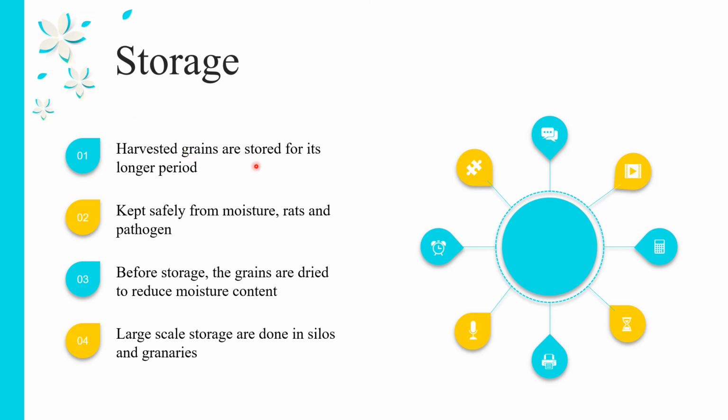So the harvested grains are stored for a long period. But when we are storing, we have to be sure that it is kept away from moisture, rats and pathogens. And before storage, the grains are dried to reduce the moisture content. And then the large scale storage is done in silos and granaries.